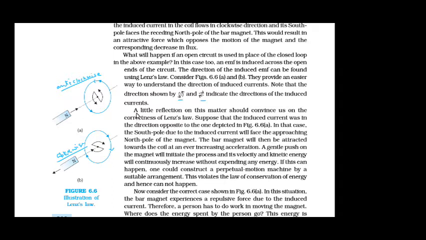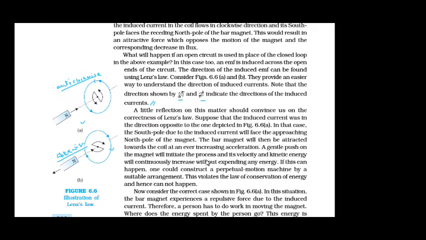So let us see. Till here we have discussed the direction of the induced current in the coil. Now a little reflection on this matter should convince us of the correctness of Lenz's law. Suppose that the induced current was in the direction opposite to the one depicted in figure 6.6a. Say we consider that it is opposite of whatever is given in this figure, then what happens? In that case, the south pole due to the induced current will face the approaching north pole of the magnet. So the bar magnet will then be attracted towards the coil at an ever increasing acceleration.